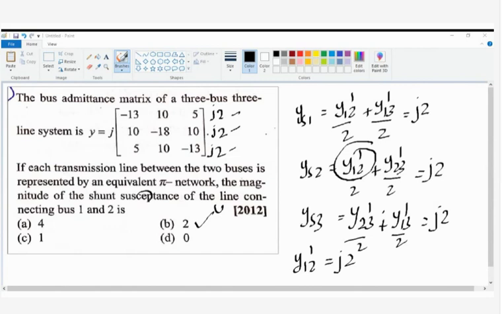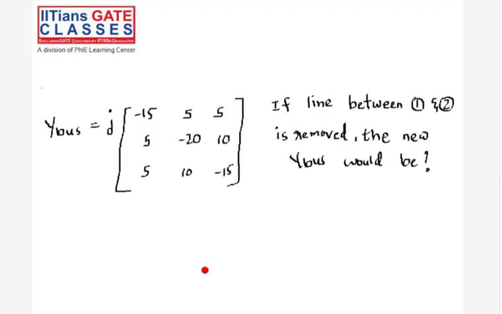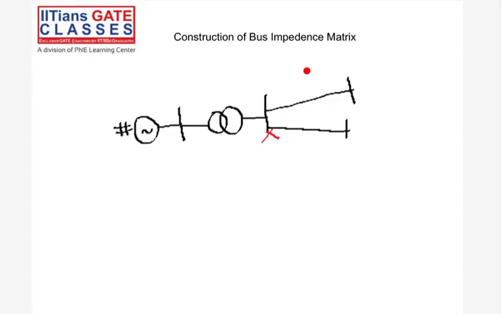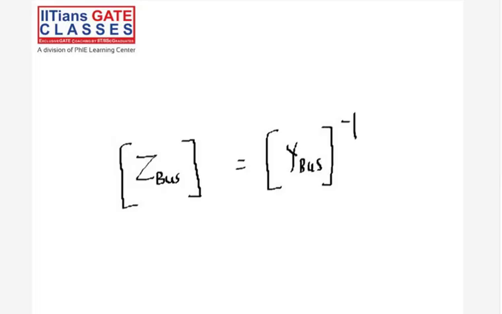Okay, good. So with that, I'm stopping with the Y bus. Now let's look at the construction of Z bus. So far we were looking at the Y bus. If we need the Z bus, it is basically the Y bus inverse. But there is one problem.